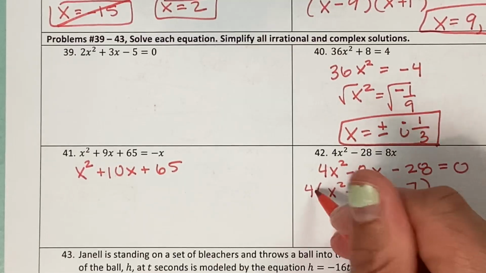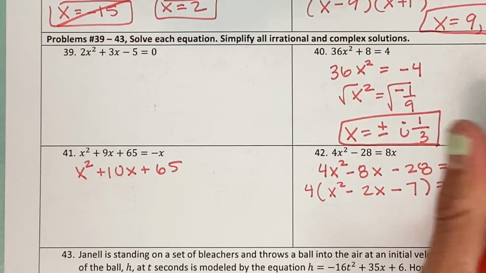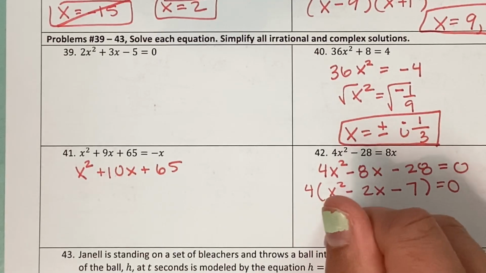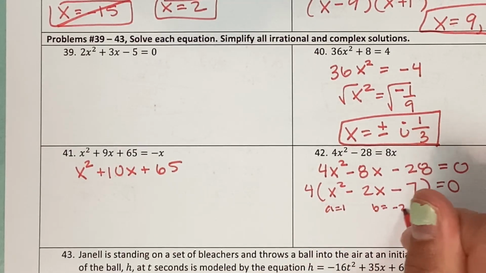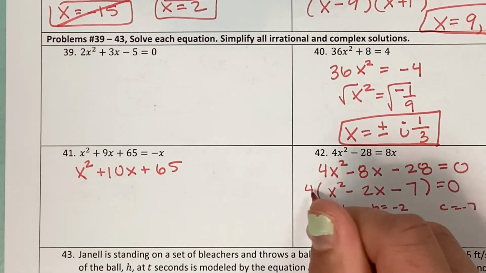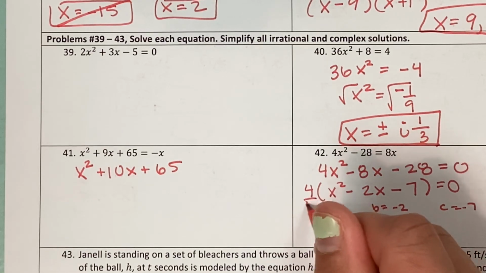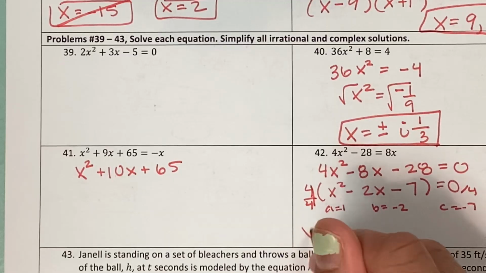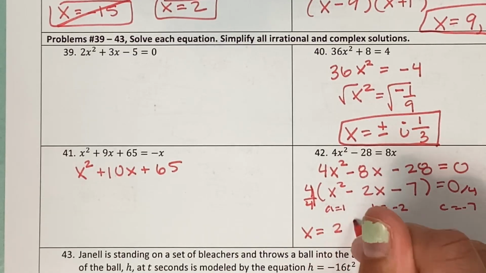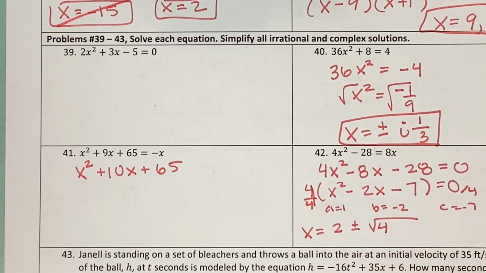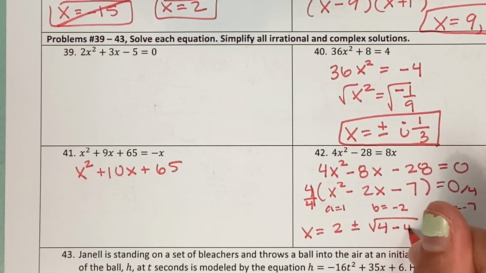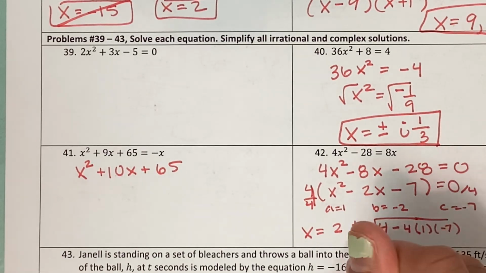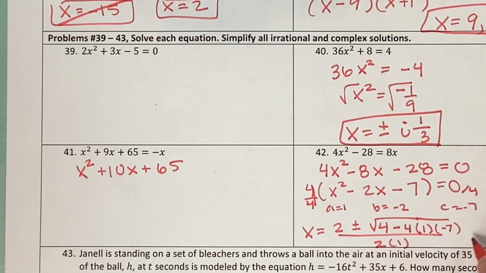All right, on this one I can take a 4 out. Ugh, and then I have to use quadratic formula. So A is 1, B is -2, C is -7. This 4 isn't going to matter because you can divide by 4, and 0 divided by 4 is just going to be 0. So x equals -b, so 2 plus minus the square root of b squared, which will be 4 minus 4 times a times c, all over 2 times a.